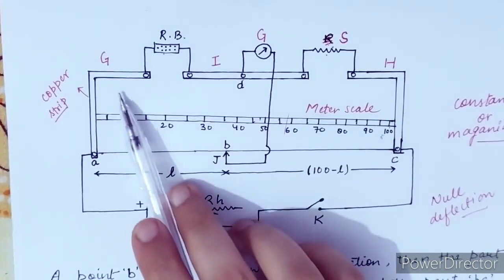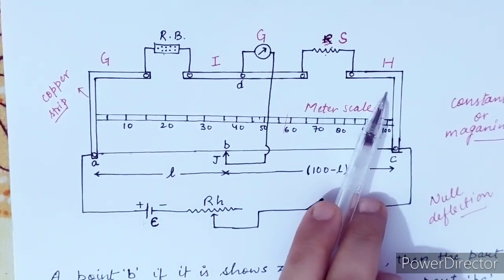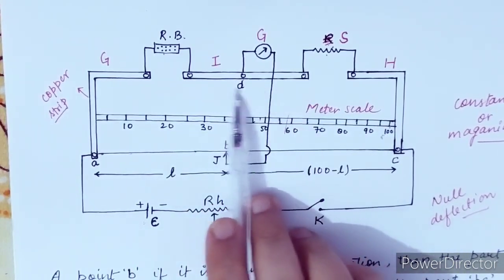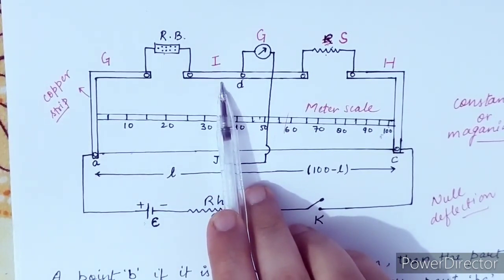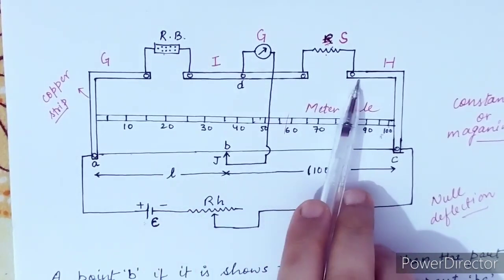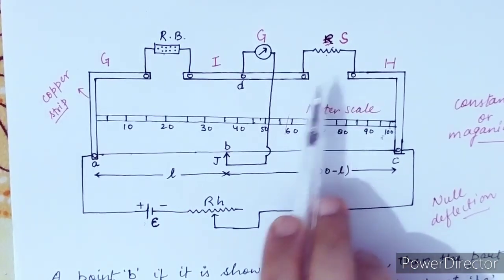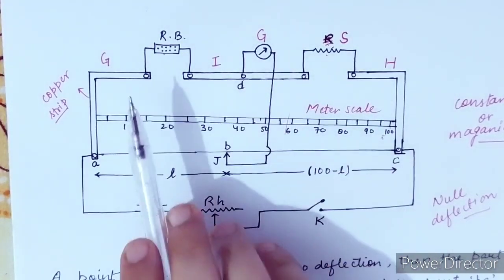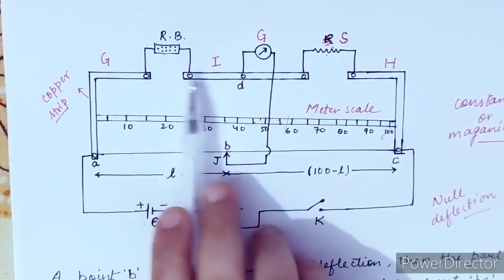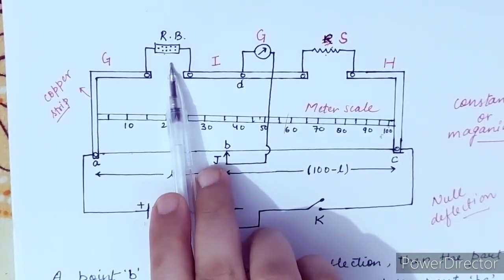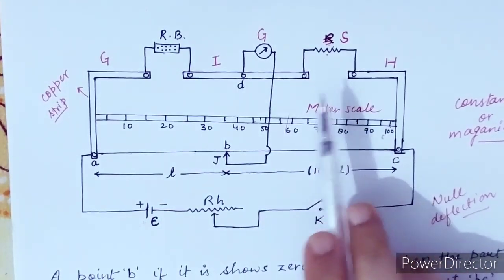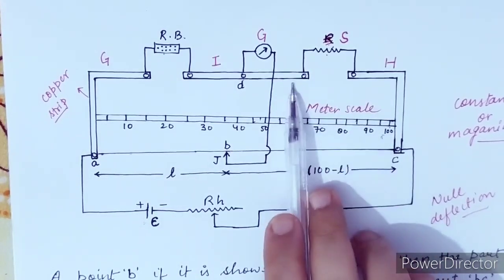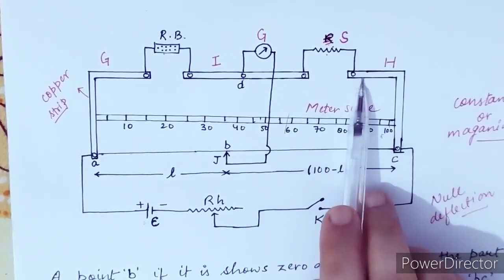Between the L-shaped strips G and H, one more plain strip has been connected. That was your I. This is also of copper. The gap should be there, an equal amount of gap. At the strip between G and I, a resistance box has been connected, through which we can pick out the desirable resistance. Between I and H strip, there will be one unknown resistance S connected, whose value we have to calculate.